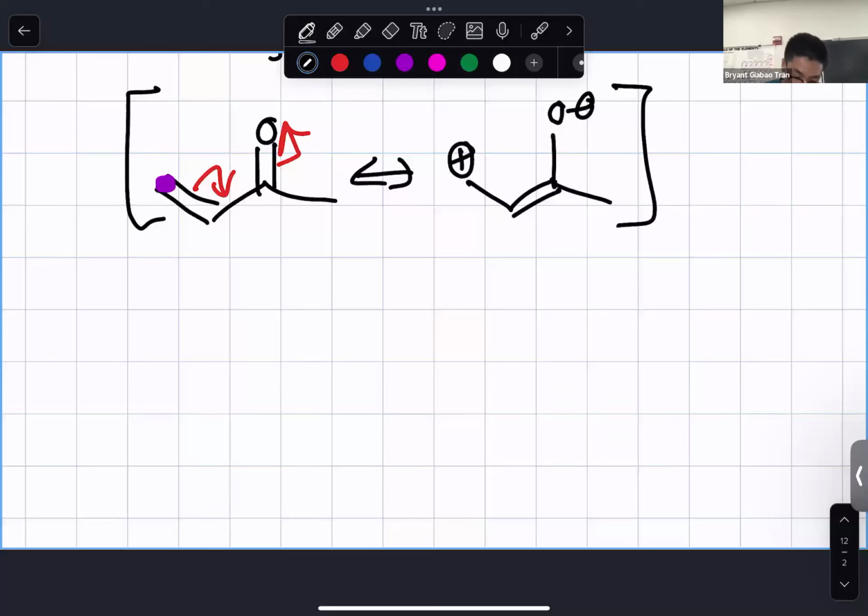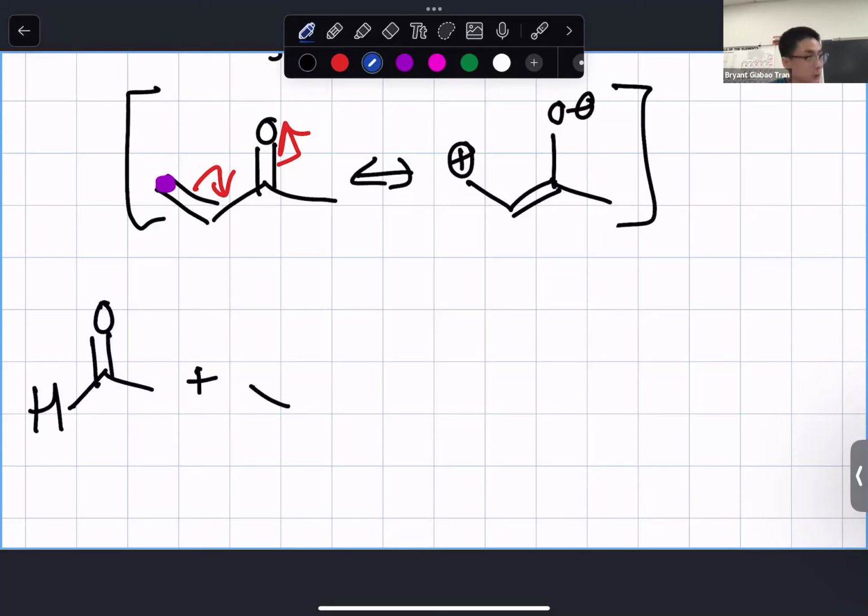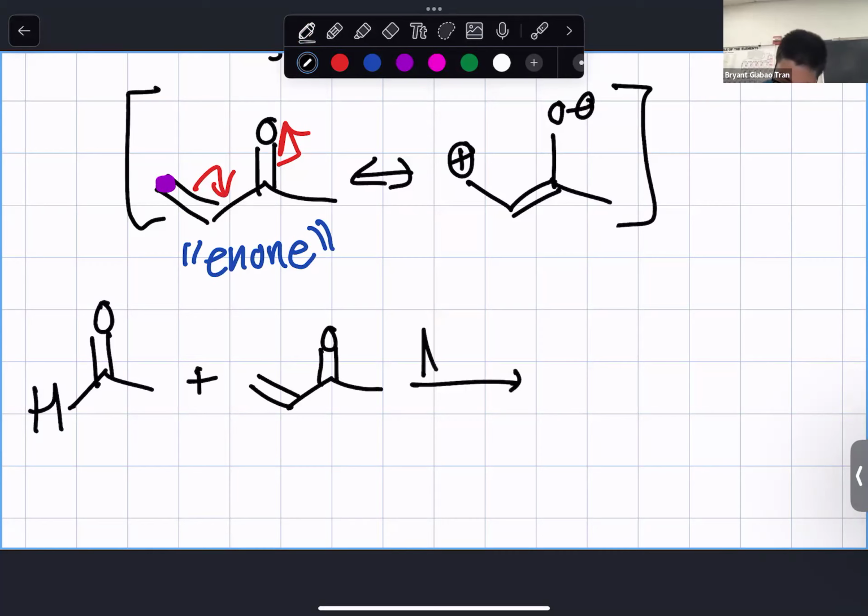Okay, so now let's do the reaction here. Let's say we have this aldehyde plus this. A shorter way to say alpha beta unsaturated carbonyl is enone. That's just a shorter way to say it. You could think of it as an alkene next to a ketone. So we're going to draw in that enone. Use a strong base, NaOH, water.